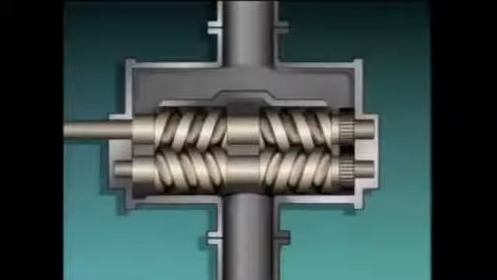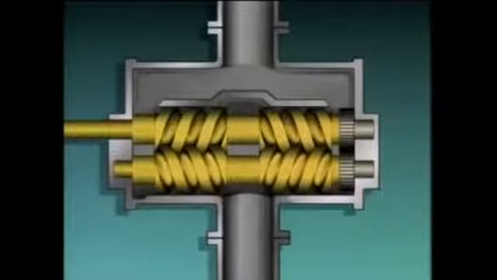Progressive cavity pumps have a few unique characteristics. For example, they can move extremely viscous liquids, like sludges and gels, without clogging. Now, not all screw pumps use a single internal screw. This is a two-screw pump.